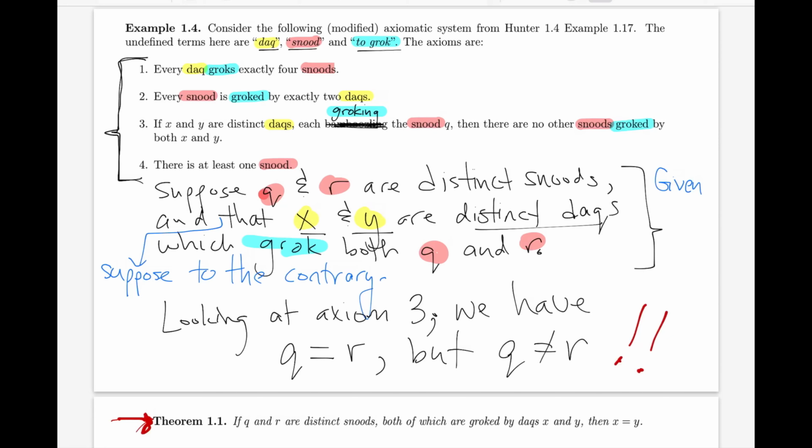Okay? So if you're unfamiliar with proof by contradiction, I'd suggest that you take another look, pause the video, see if you can figure out why we have this contradiction, and see if you understand how this axiomatic system gave us that contradiction.